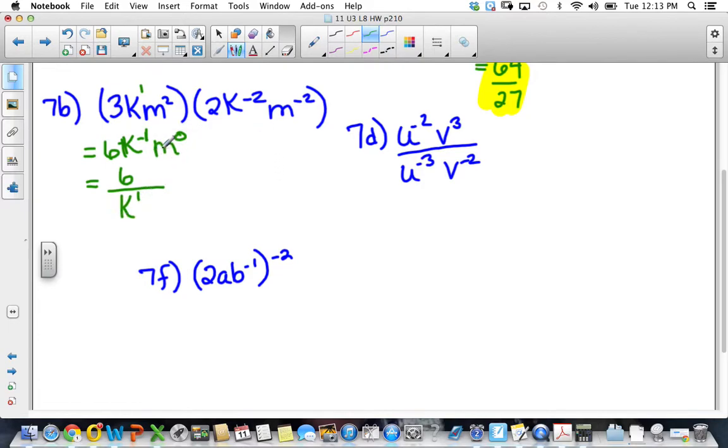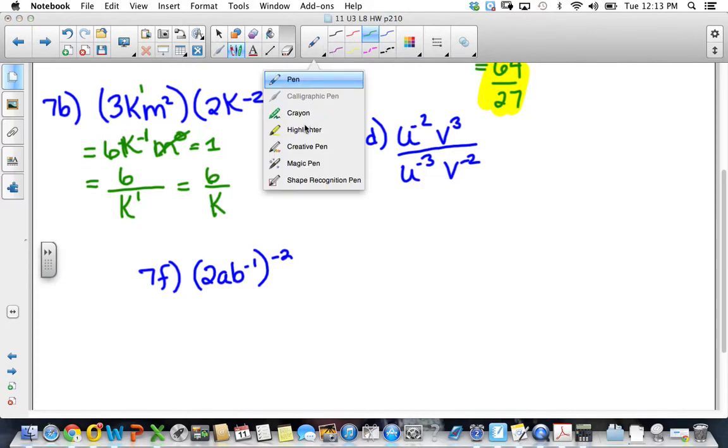m to the 0 is just 1, so nothing happens to that. It's just gone because that's equal to 1. So your final answer is 6 over k, which you could rewrite without the power of 1. 6 over k.